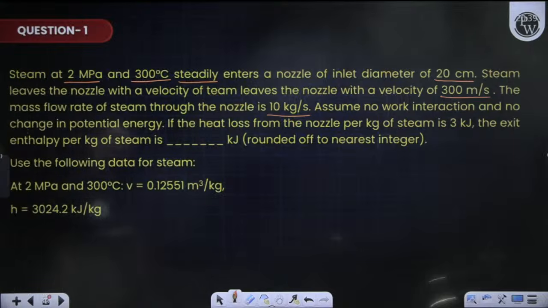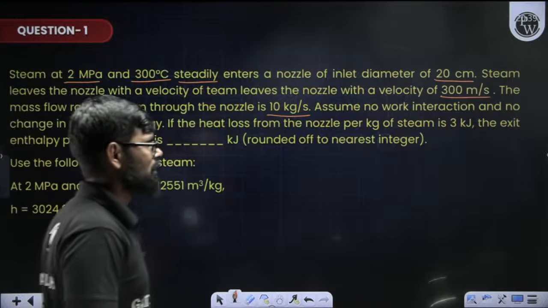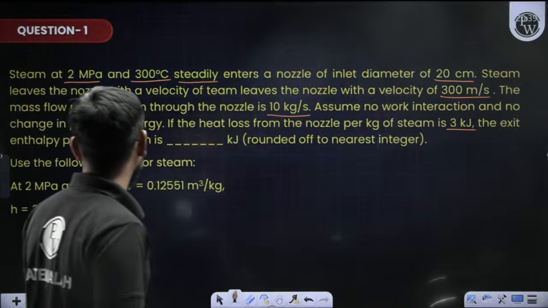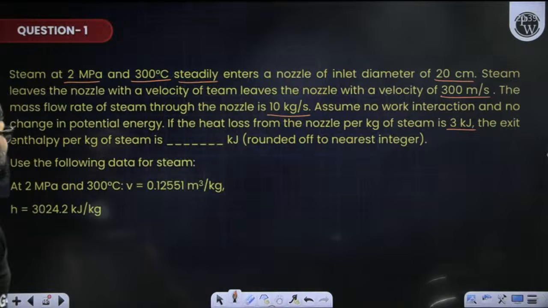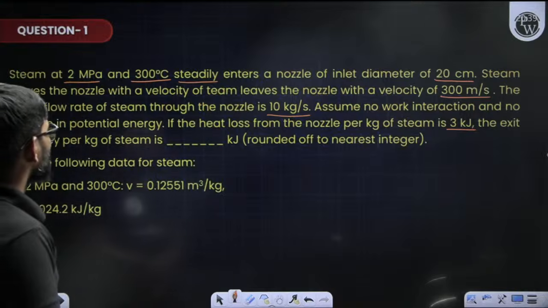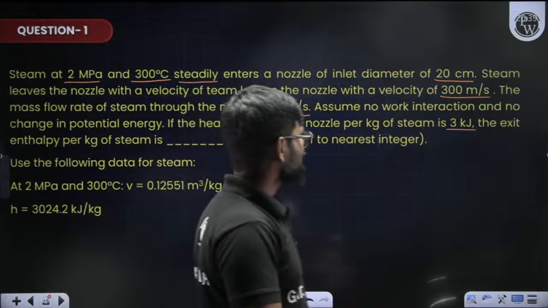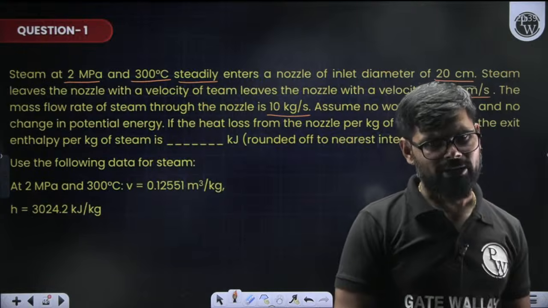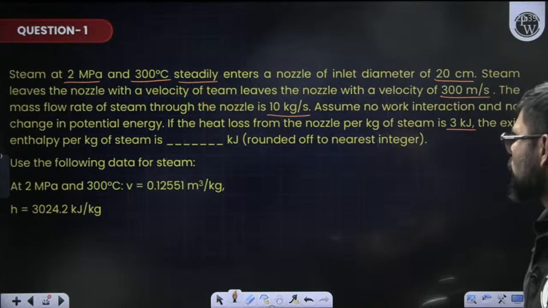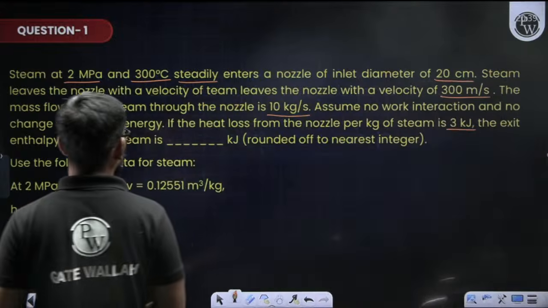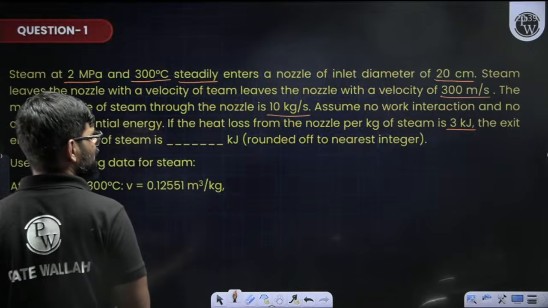The heat lost from the nozzle per kg is also given. The exit enthalpy you need to find out. See, if you look here, the initial velocity is not given, but you can find it out because the m dot value is given, right? Is it required to find out?